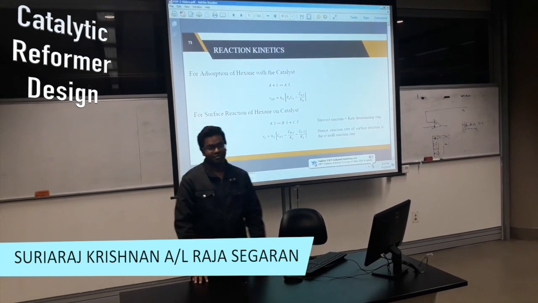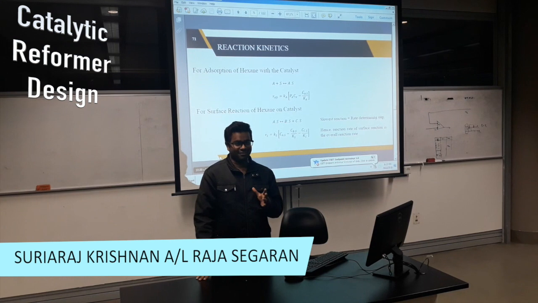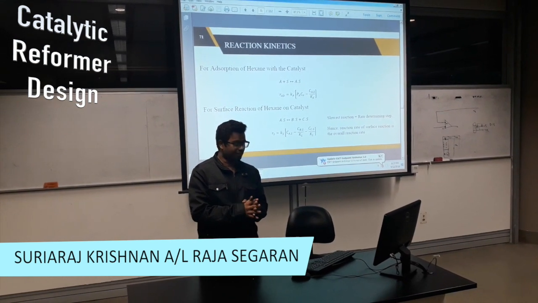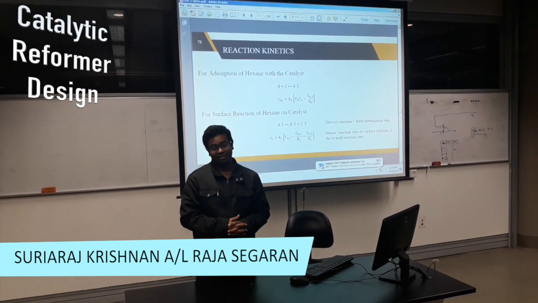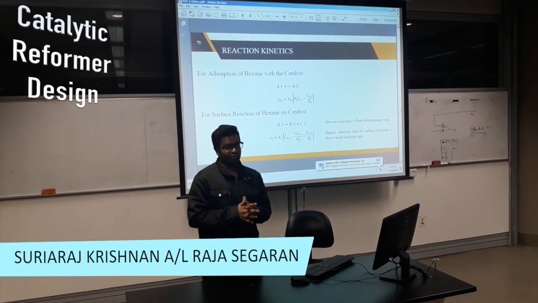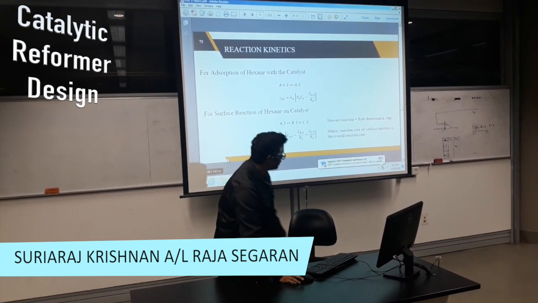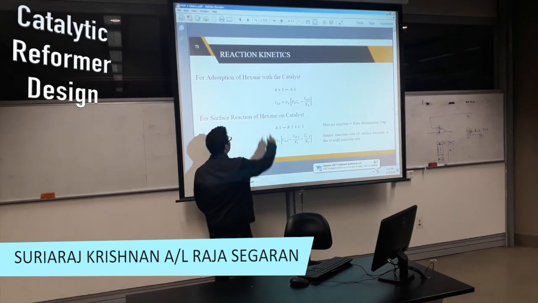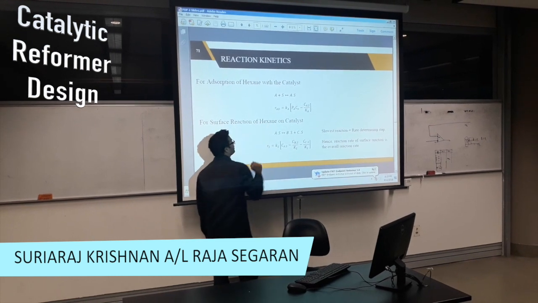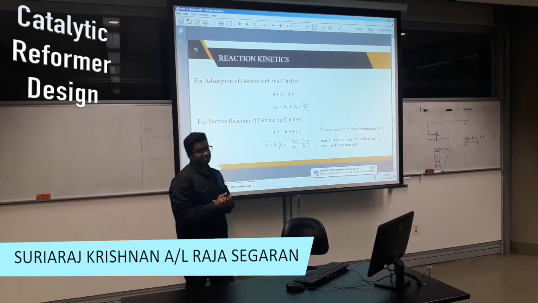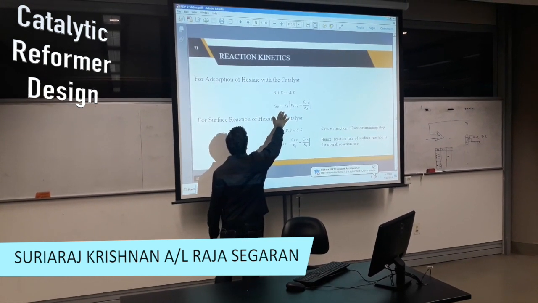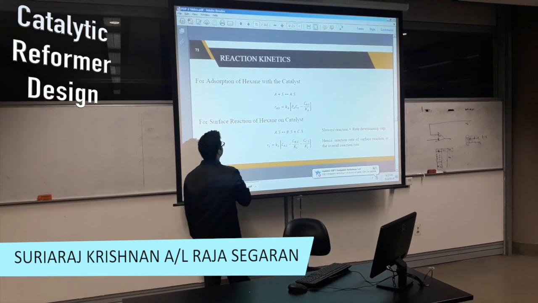Moving forward, we designed the catalytic reformer reaction kinetics based on the catalyst. First, we look at the adsorption of hexane on the catalyst surface, which is given as A as hexane being adsorbed into the catalyst as the first reaction. And then after derivation, this is the overall reaction rate for adsorption.